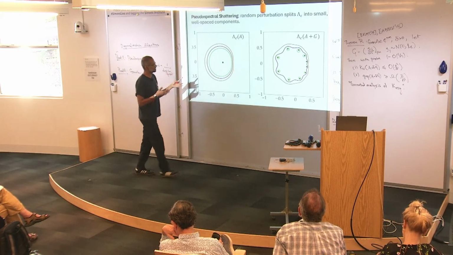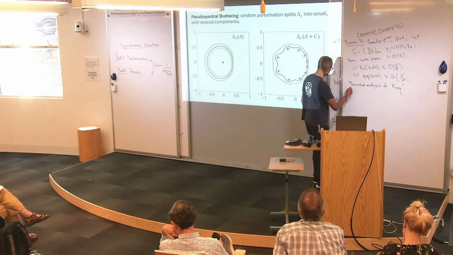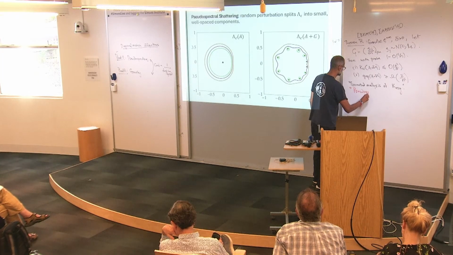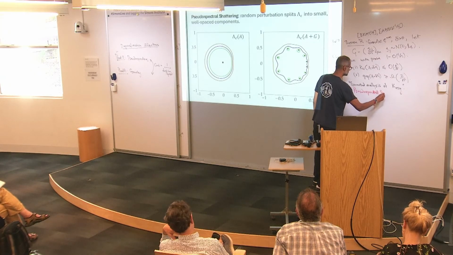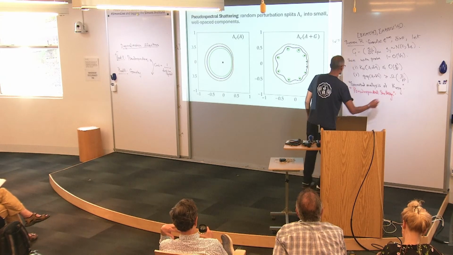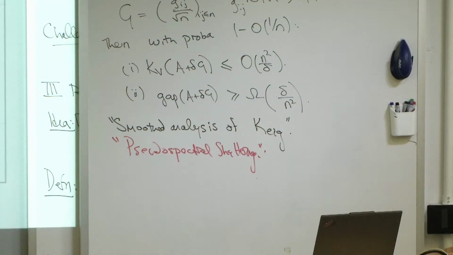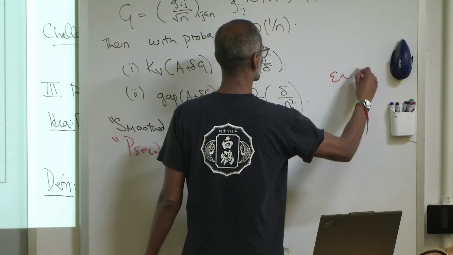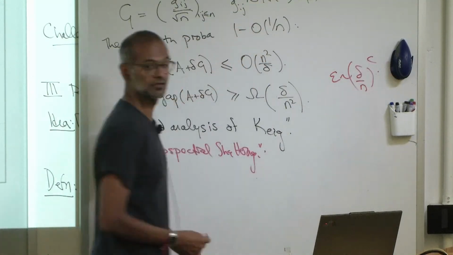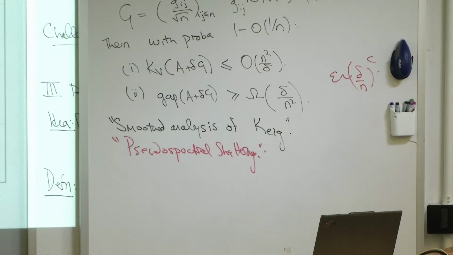Okay, so this is some structural phenomenon which you can call pseudospectral shattering, because that's what it looks like. And this is a very useful invariant for analysis of numerical algorithms. Yes. How does the size of G relate to epsilon? Sorry, in this picture, yeah. So in this theorem, in the pseudospectral shattering picture, you would take epsilon to be about delta over n to some power. In this picture, I just set delta equal to 1.